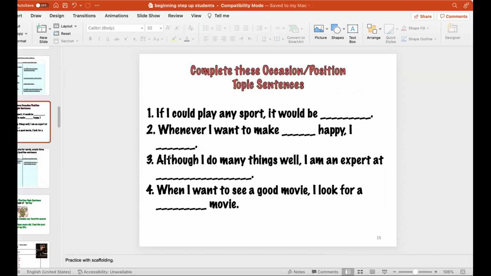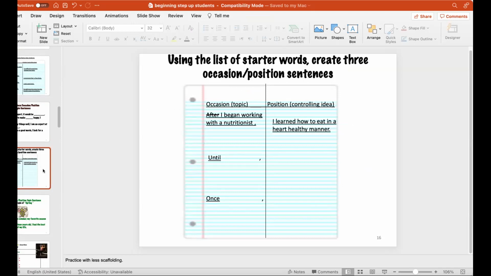Okay, and then I've done your lesson for you tomorrow, Joanne. So you can start the sentences, but you leave some out and then they have to finish the sentence. So that's, again, another scaffolding device. And then, and this is really what I made you guys do, a list of starter words, and you create different topic sentences using the same topic and the same focusing or controlling idea.